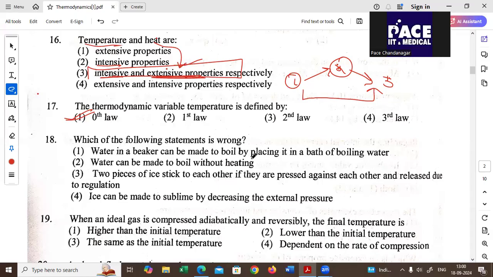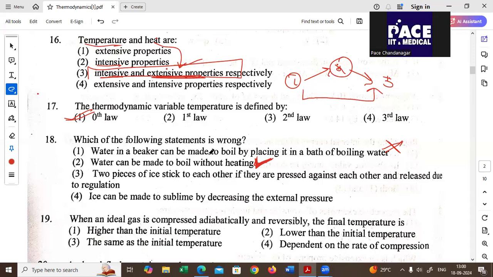Water in a beaker can be made to boil by placing it in a bath of boiling water. No, it cannot be easily boiled by placing it in a boiling water bath. Water can be made to boil without heating. Yes, water can be made to boil without heating it by doing work on it. Okay, so work will bring that.